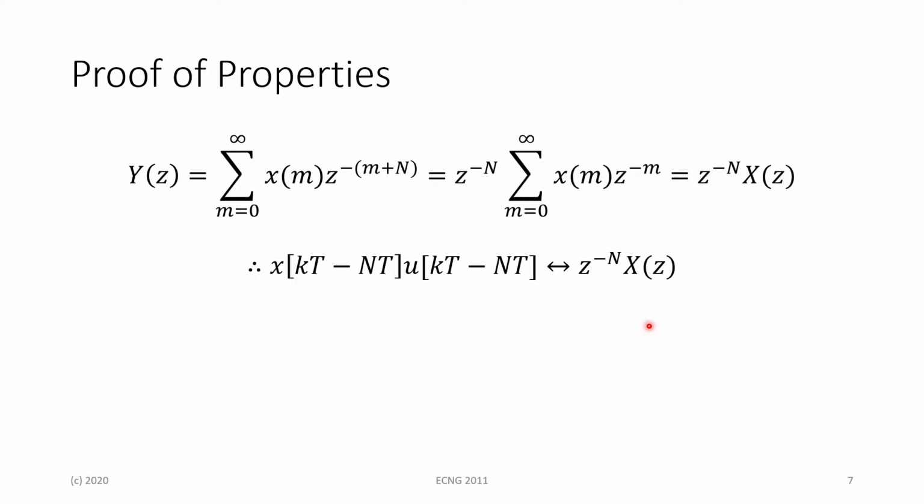So this is basically the mathematical proof as to how the property exists. And just to emphasize this, you will not be tested on proofs. You will only be tested on application of the properties and transforms themselves.